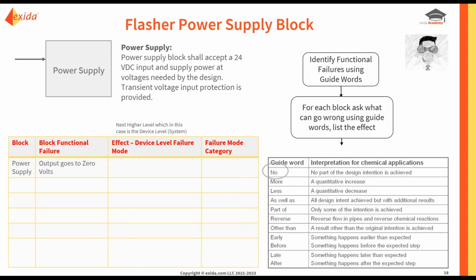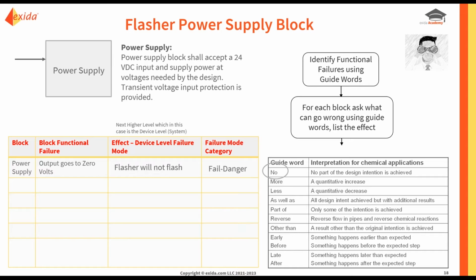That's indicated by the guide word of no. We've lost power. The output goes to 0 volts. Uh-oh. All those voltages we need to operate are not there. So what happens? The effect is the flasher will not flash. And it's pretty easy to determine the category. That is a fail danger. So right off the bat, we hit a fail danger, an effect with a fail danger failure mode.